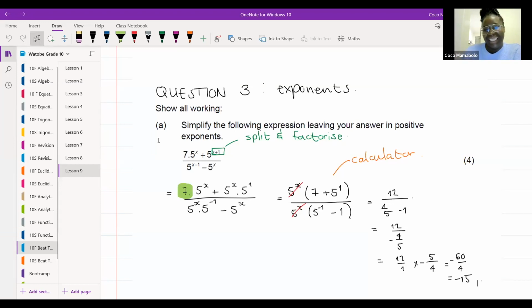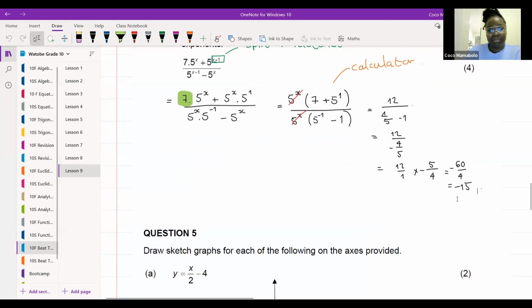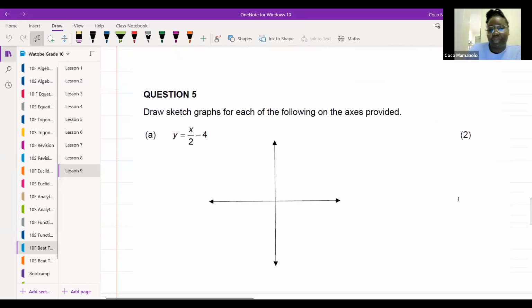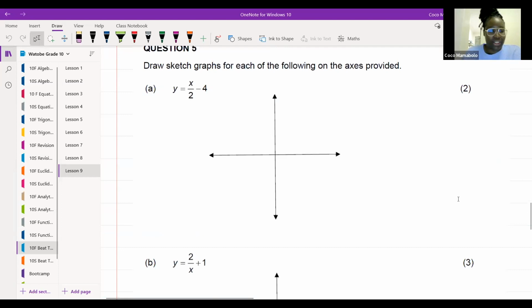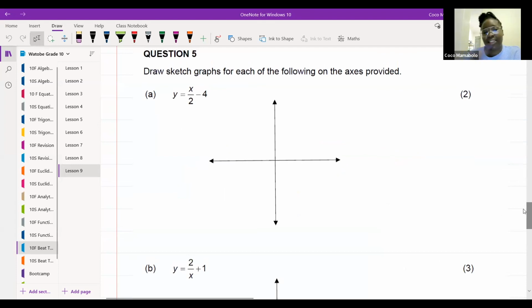Okay. All right. Last question of the evening is to draw sketches. We're going to draw sketches of functions. This is question 5. I skipped question 4 because it was getting a bit repetitive, but I just want us to be able to sketch this. Let's start with question A.